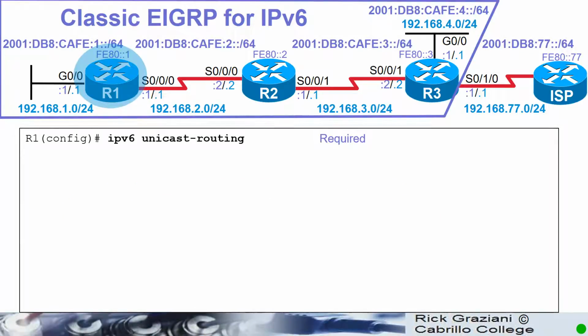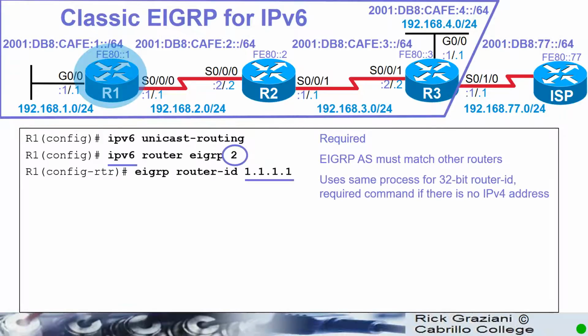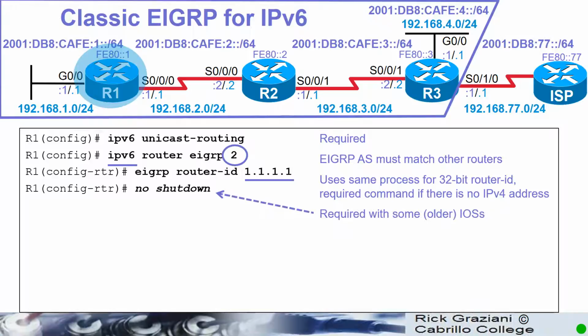So let's talk about IPv6. Very similar to IPv4, you have to make sure you have ipv6 unicast-routing turned on. Then you do ipv6 router eigrp 2. Here the number 2 is going to be the AS number. The EIGRP AS must match the other router because, again, this is going to be an internal autonomous system number used for this network. You set the router ID, same process for a 32-bit router ID as in IPv4. You turn it on.